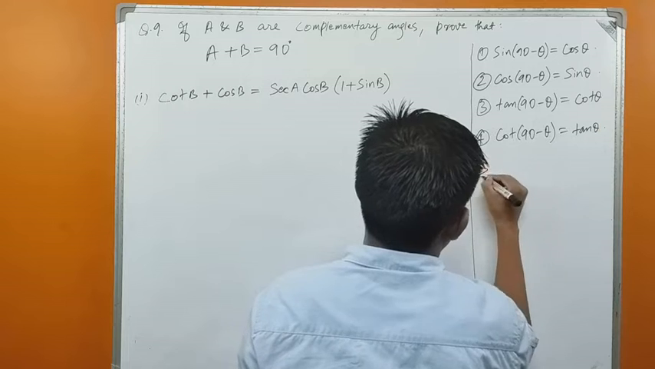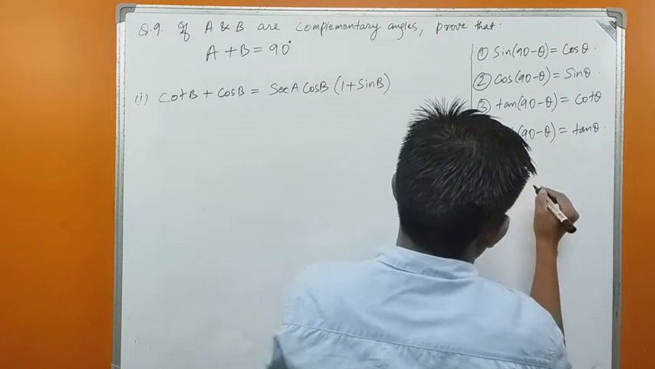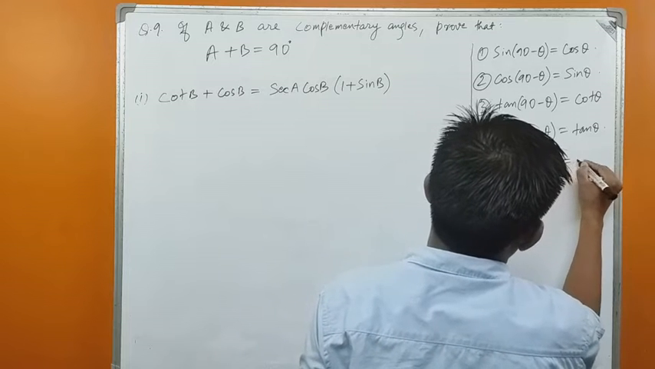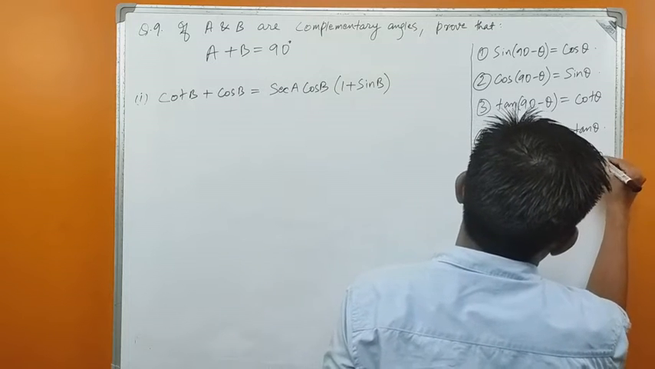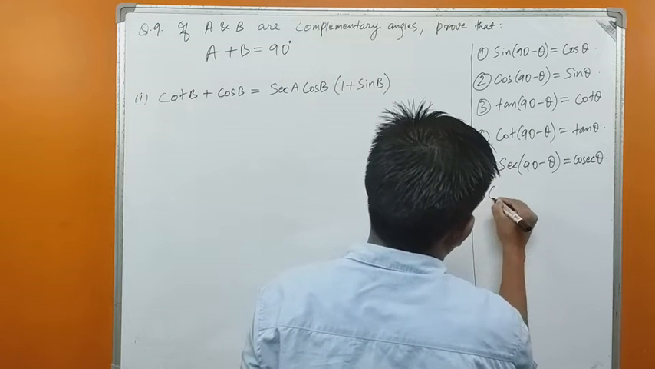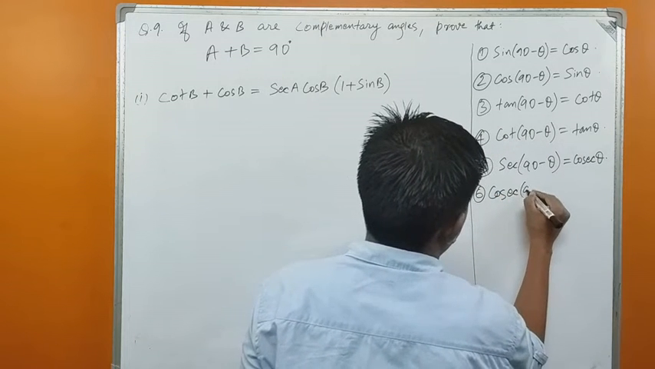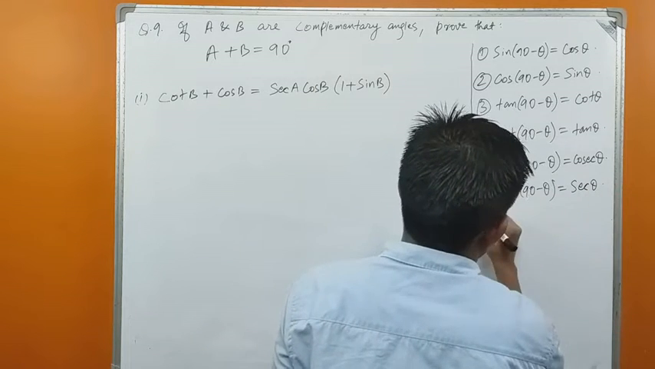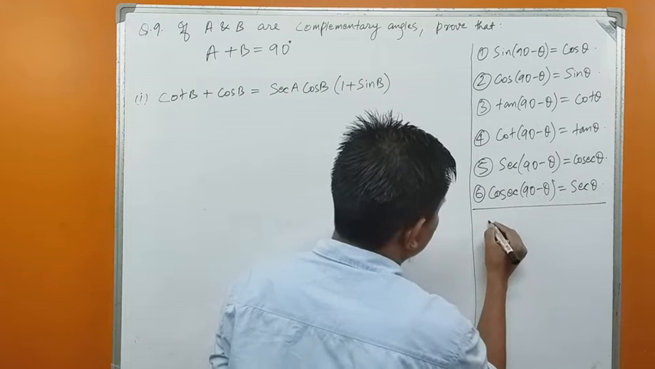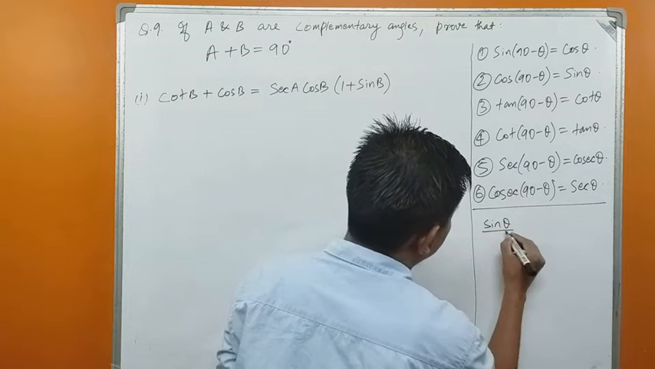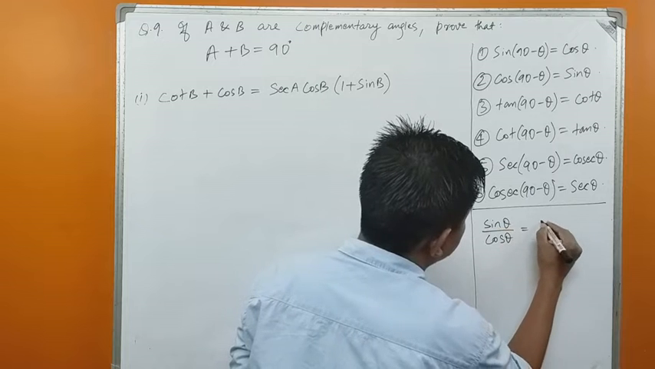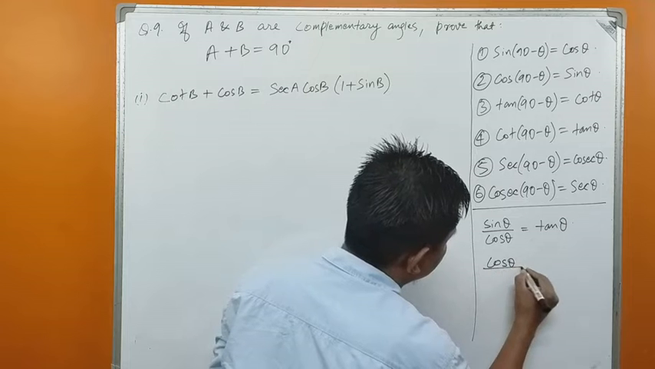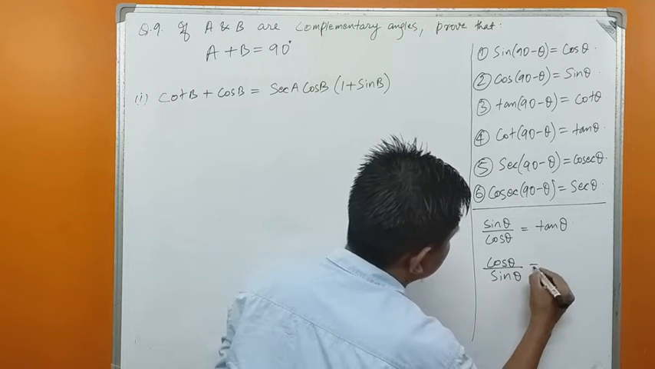And number 5, sec(90 minus theta) equals cosec theta. And number 6, cosec(90 minus theta) equals sec theta. And I'll give you another formula also. Sin theta by cos theta equals tan theta. Okay, that means cos theta by sin theta equals cot theta.